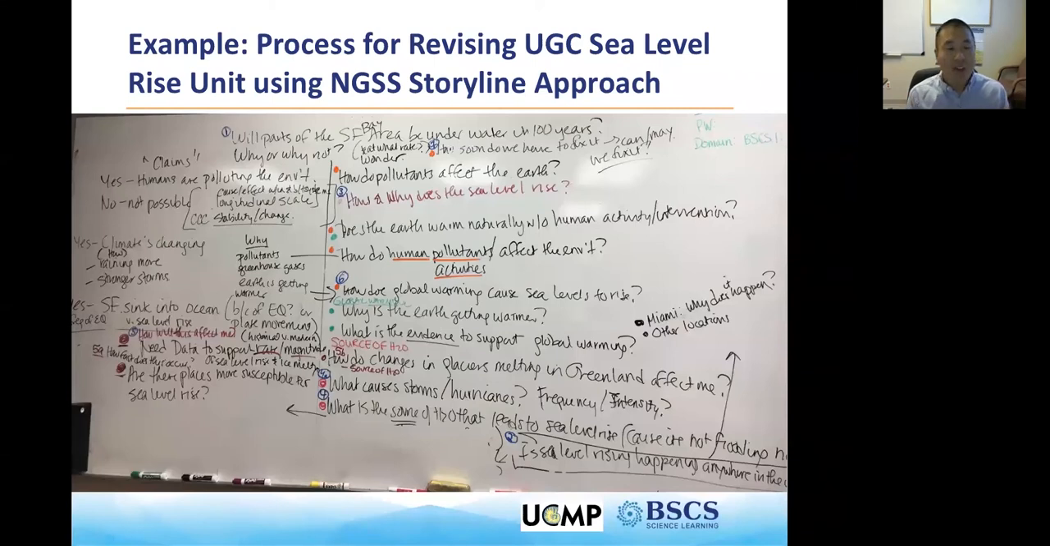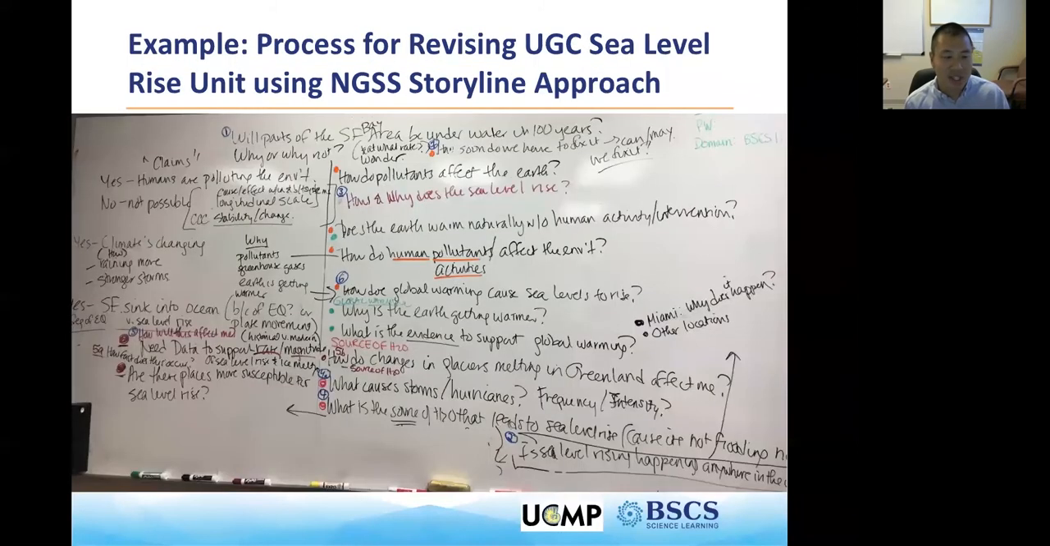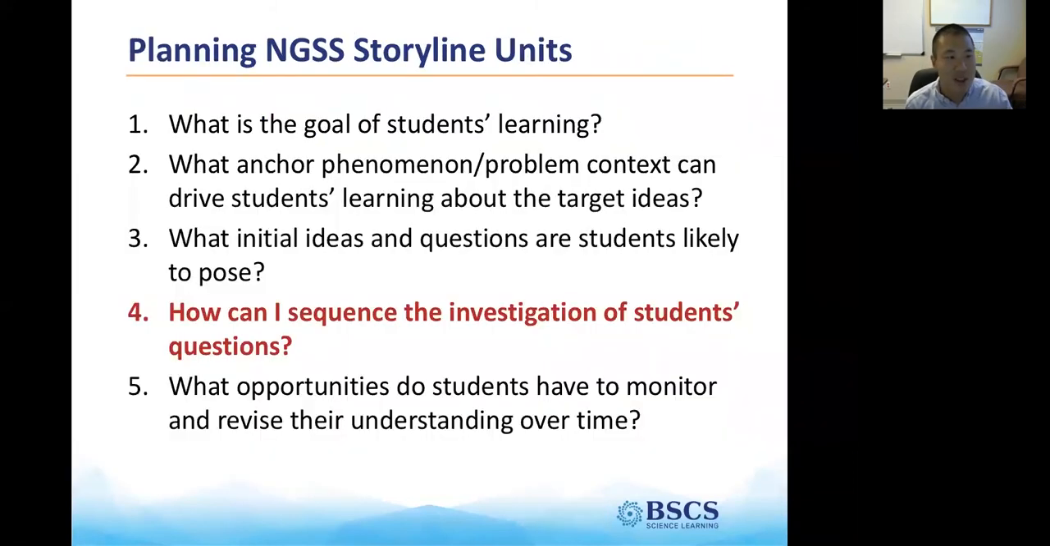But now that you've articulated some of the ideas that kids are likely to have, their initial ideas, plus the questions they might have, what do you do with them? How do you actually construct a unit around those questions? You'll see on the initial board that we began that process. You'll see some of the questions are circled. This might be the first question, second question.